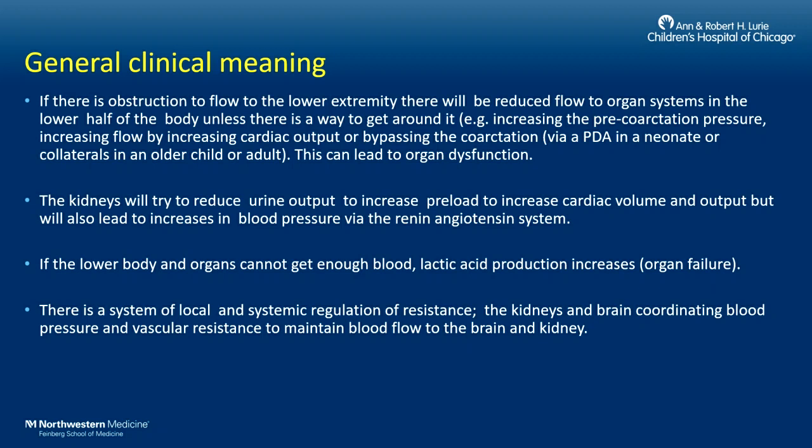Kidneys will try and compensate by reducing urine output, increasing preload to increase cardiac output, and they may also increase the blood pressure via the renin-angiotensin system. But there's not enough blood to the lower body. You'll have lactic acid production and organ failure. But also note that there's going to be all kinds of local and systemic regulation of resistance with the kidneys and the brain involved, trying to maintain blood pressure and maintain flow to the brain and to the kidney.